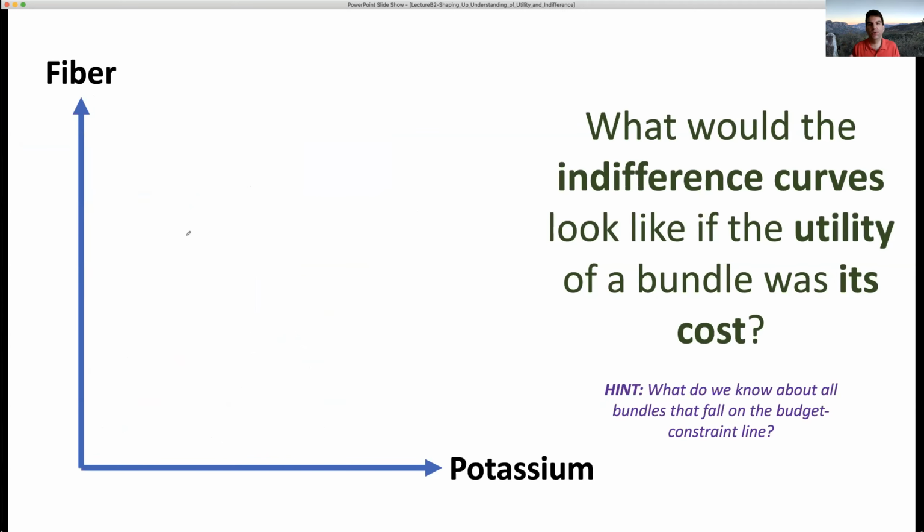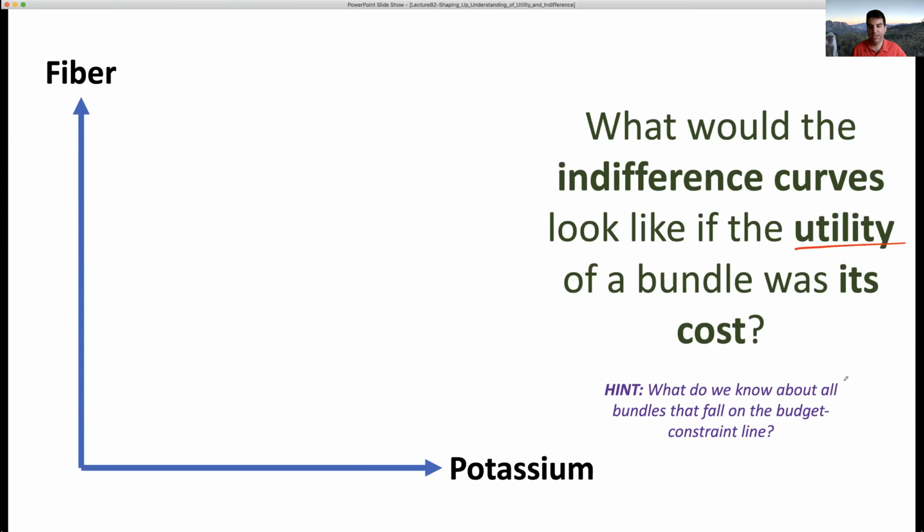So I'm going to put you into breakout rooms, and in your breakout rooms, I want you to come up with what you think the indifference curves would look like if the utility of a bundle was its cost. Some people think that price is a signal of value. Let's take that seriously and say, well, what if the only reason people buy fiber is because fiber is expensive? Or the only reason people buy potassium is that potassium is expensive? What this question is really asking is: the price of a bundle is its utility.